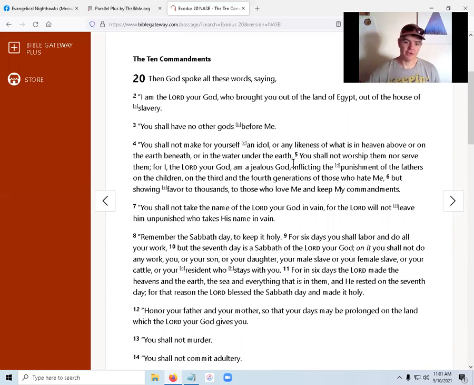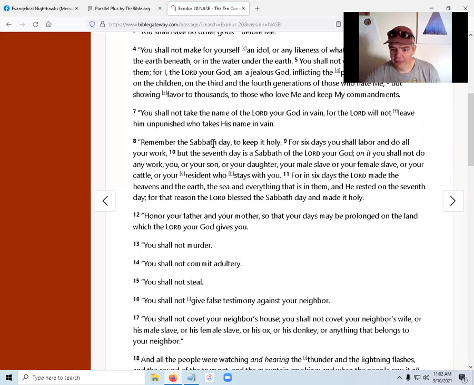Sometimes you get law that's just straightforward. You shall have no other gods. You shall not take the name of the Lord your God in vain. But then sometimes they kind of pontificate. They kind of explain stuff about it. Remember the Sabbath day, keep it holy. And then he explains more. For 6 days you shall labor and do all your work. But on the seventh day is a Sabbath of the Lord your God. On it you shall not do any work. Okay, so it's explaining what you do with the law.